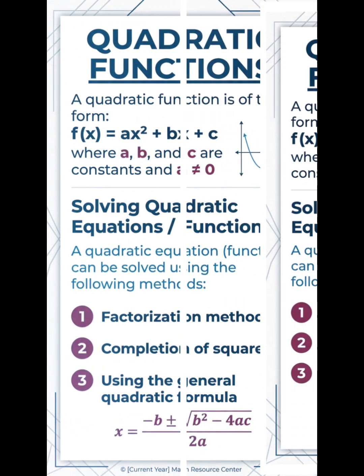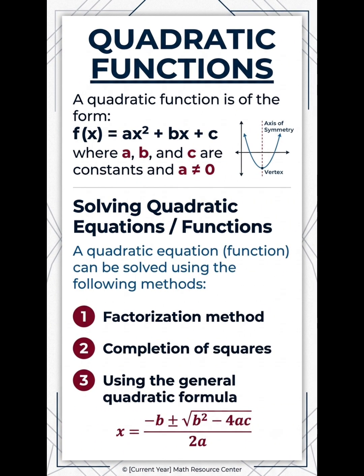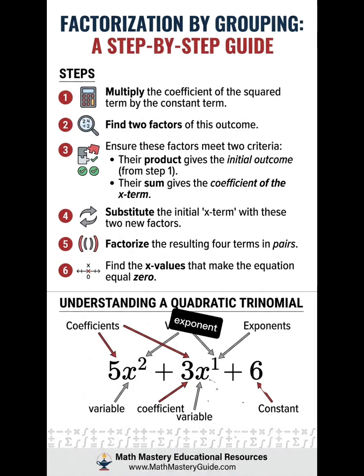Quadratic functions. A quadratic function is of the form ax squared plus bx plus c, where a, b, and c are constants, and a is not equal to 0. A quadratic equation can be solved using the following methods: factorization method, completion of squares, and using the general quadratic formula. A step-by-step guide to factorize.